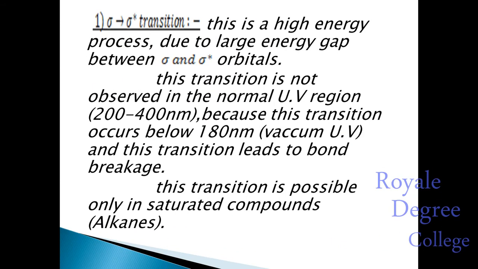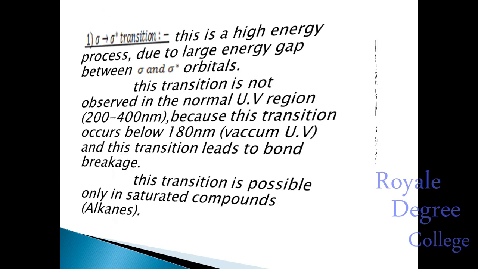Let's talk about the first transition, sigma to sigma star transition. This is a high energy process due to the large energy gap between sigma and sigma star orbitals. This transition is not observed in the normal UV region, that is 200 to 400 nanometer. Why? Because this transition occurs below 180 nanometer, that is in vacuum UV, and this transition leads to bond breakage. It is possible only in saturated compounds, that is nothing but alkanes.